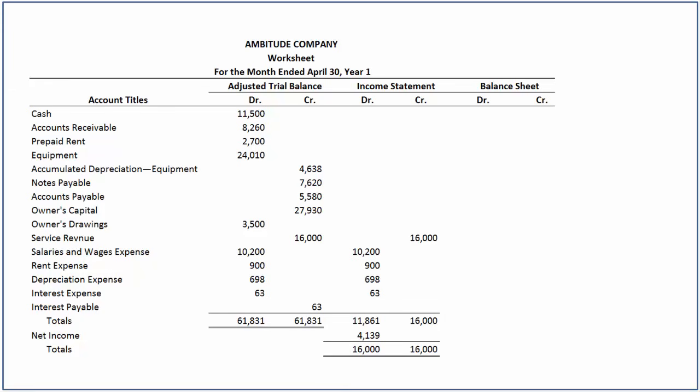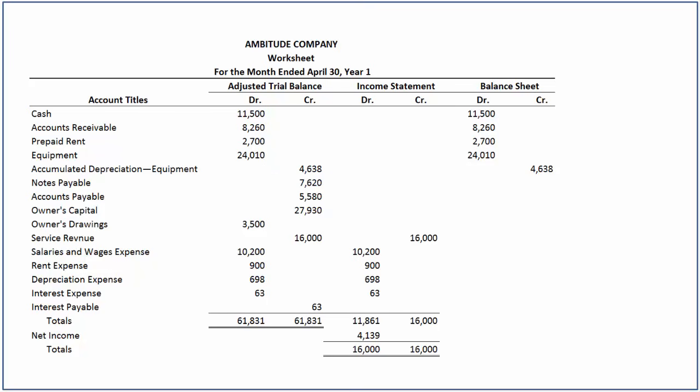Next, we complete the balance sheet columns of the worksheet. In a balance sheet, we list assets, liabilities, and stockholders' equity. First, we list assets. Assets have a normal debit balance and therefore will be recorded in the debit column of the balance sheet. Under Assets, we have cash of $11,500, accounts receivable of $8,260, prepaid rent of $2,700, and equipment of $24,010. Next, we have accumulated depreciation on equipment of $4,638.